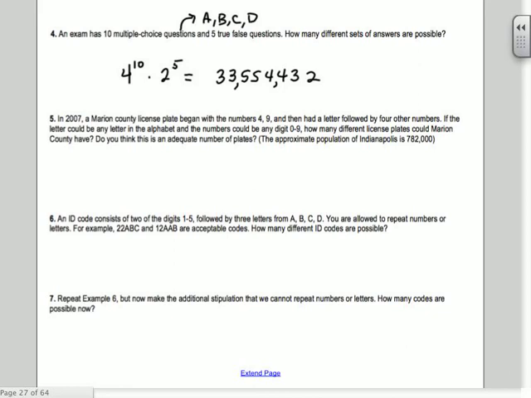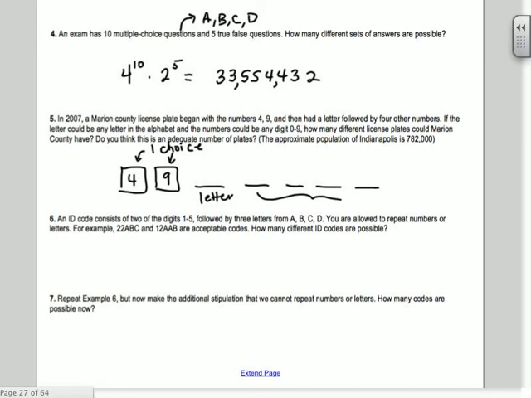Anyway, these license plates used to happen. In 2007, a Marion County license plate began with the number 49 and then had a letter followed by 4 other numbers. That means the first 2 spots have already been chosen. They are already 4 and 9. There's only one choice for those numbers. Usually if those are already a number, I'll just put that number in there. Then it had a letter followed by 4 other numbers. The letter could be any letter in the alphabet, and the numbers could be any digit 0 through 9.